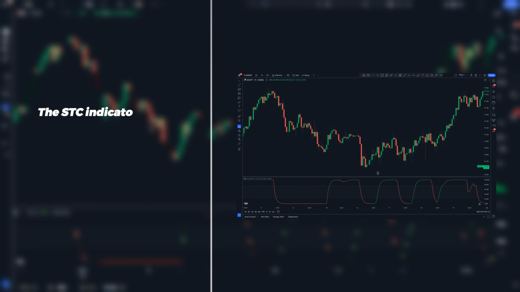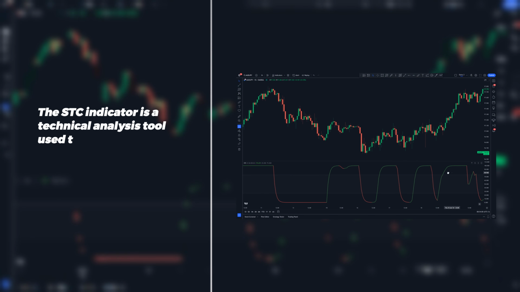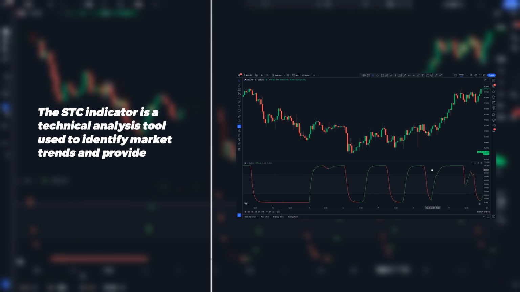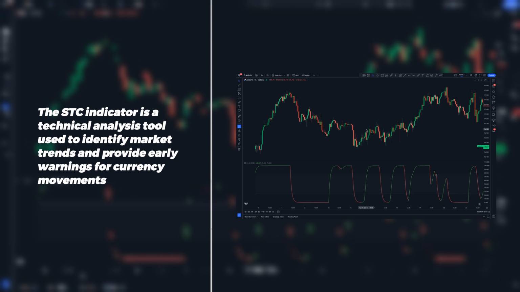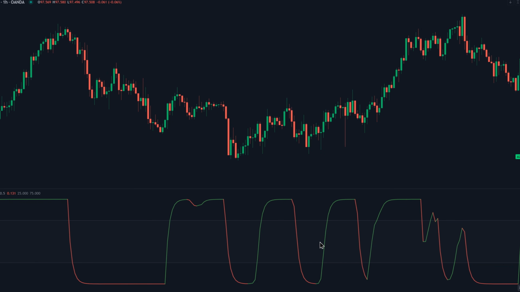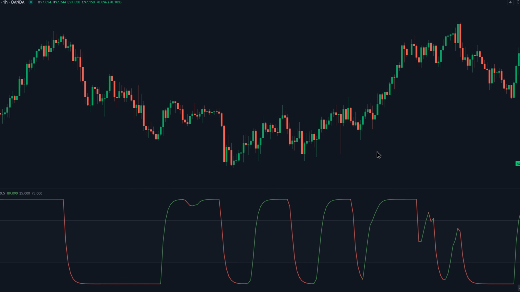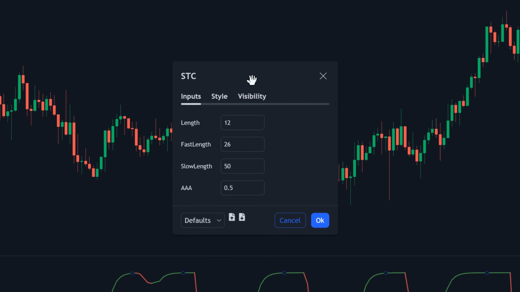The STC Indicator is a technical analysis tool used to identify market trends and provide early warnings for currency movements. To understand this indicator better, let's go over its key features and functionalities. But before that, let's double-click on it to access the settings panel so we can change some settings.